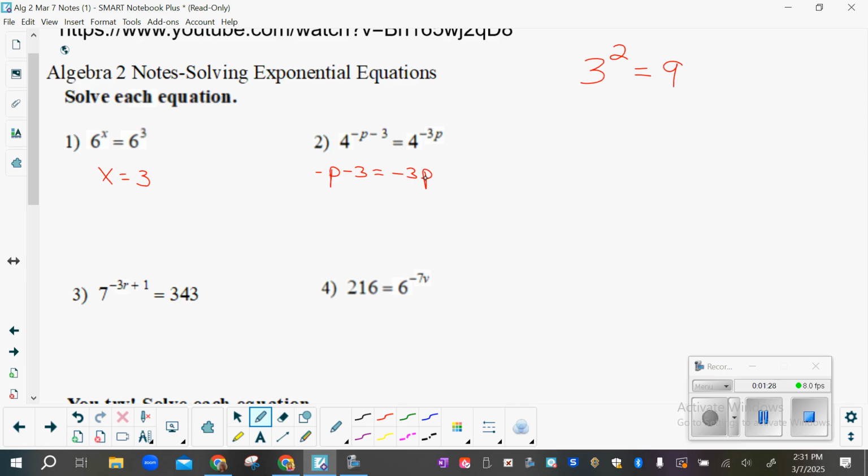What is the base on this here? 4. What's the base here? 4 again. The bases are the same. Okay, thank you to those of you who are sitting quietly. We can take the bases away and set the exponents equal to one another. That's all we did. I know it's something you haven't seen before, but it's kind of a cool thing if you're a math nerd. So now, what would we do to solve this?